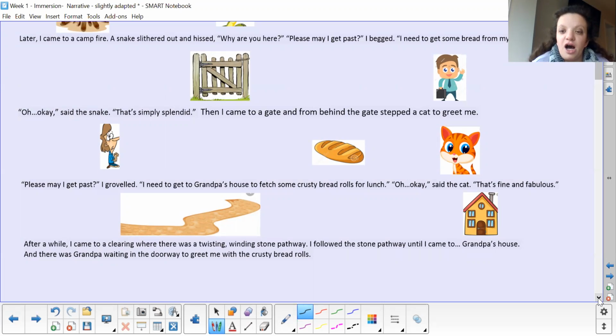I followed the stone pathway until I came to Grandpa's house. And there was Grandpa waiting in the doorway to greet me with the crusty bread rolls.